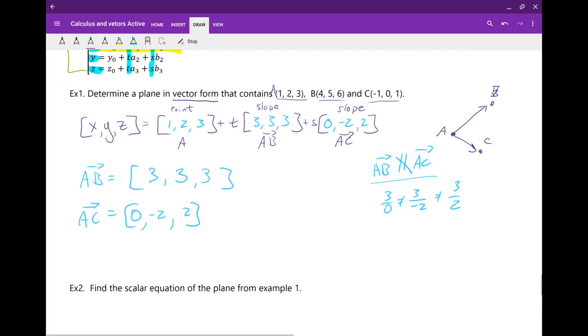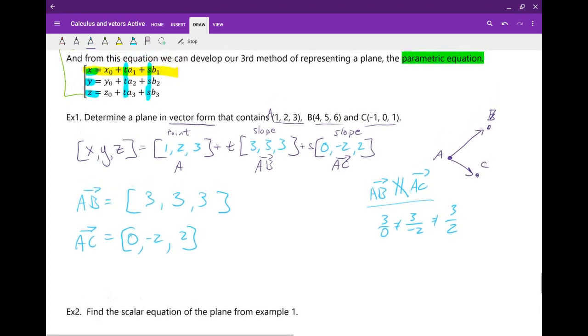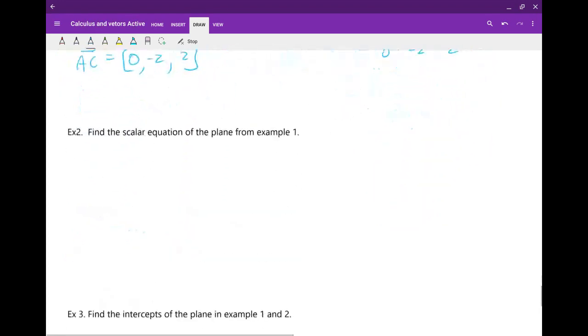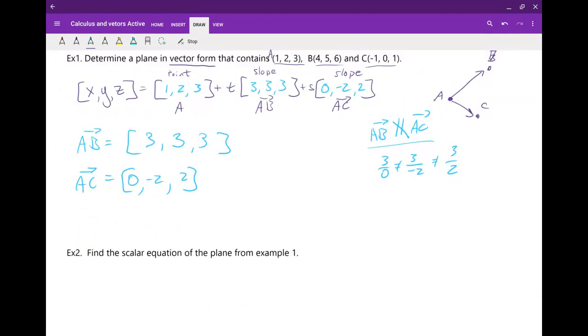Now we want to find the scalar equation of the plane from example 1. I'm going to go ahead and write it down. It's called XYZ, and it's got 1, 2, 3 as a point, and it's got the parameter T. It's got 3, 3, 3. It's got S parameter. I don't like S's because they look like 5s, so just be careful. This is not a 5, it's an S. And then I've got 2 and 2.